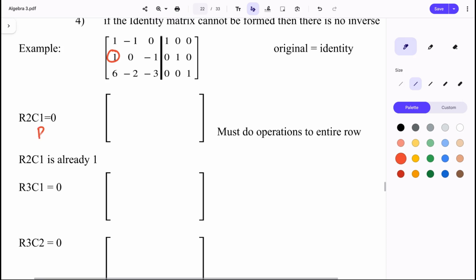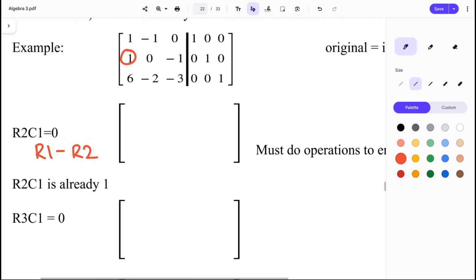So row 1 minus row 2? Okay, so let's go ahead and write that here. If I take row 1 minus row 2, that would say 0, -1. Watch your signs on this next one because it's 0 minus a -1, so that actually becomes +1. And then we still have to do that on the other side. So it'd be 1, -1, 0. Everything else about the matrix is going to stay the way it is.